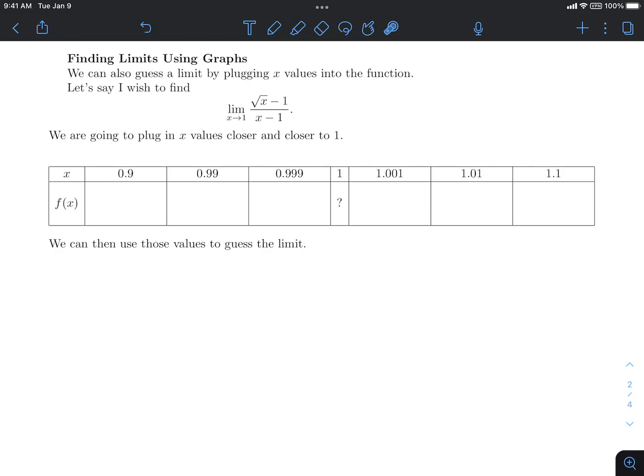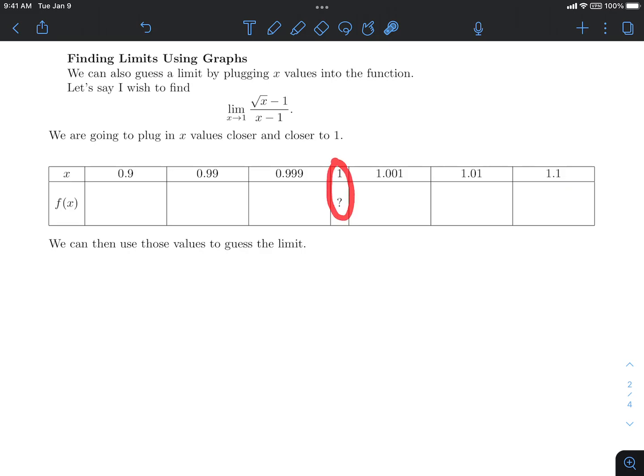Another useful way you can find a limit is by plugging in x values into the function that are closer to the x that you want to find the limit of. So here we have the limit of some expression as x approaches 1. What we can do is plug in x equals values that are closer and closer to 1. So 0.9, 0.99, 0.999, and the same, 1.1, 1.01, 1.001.